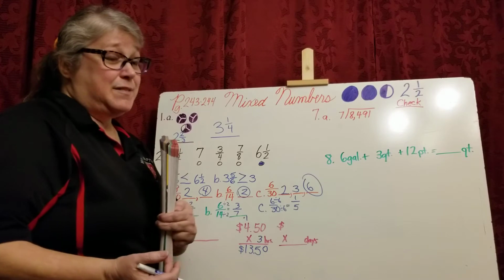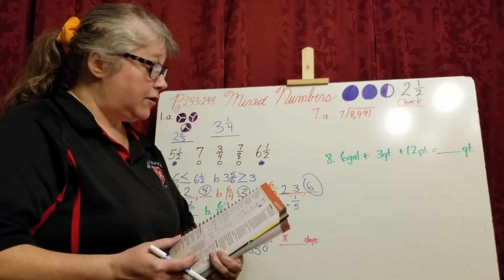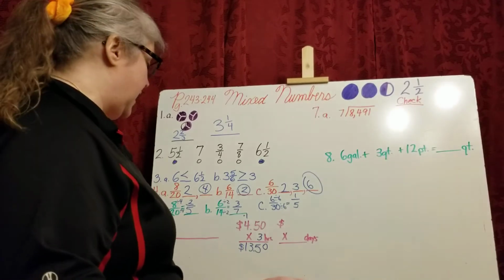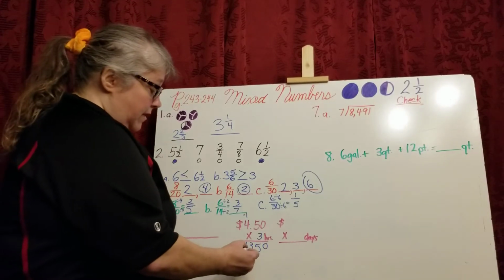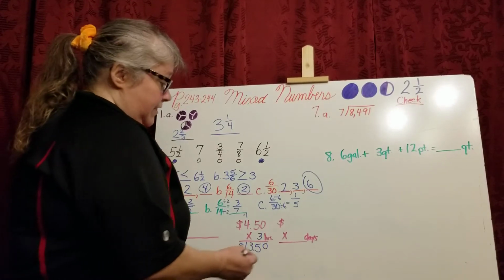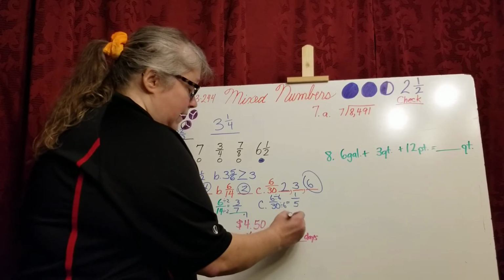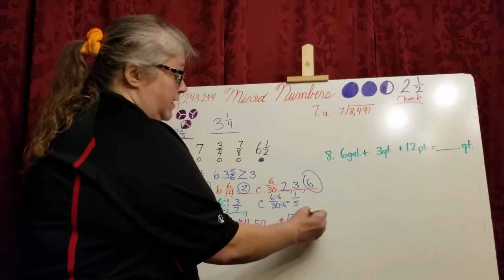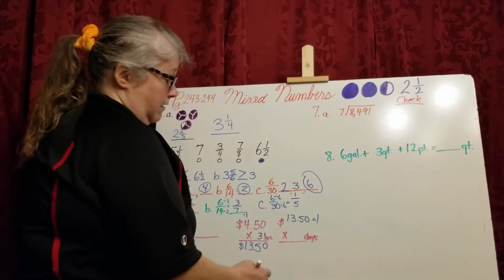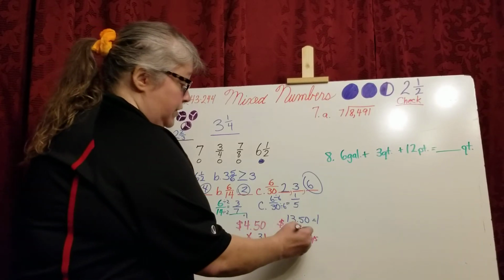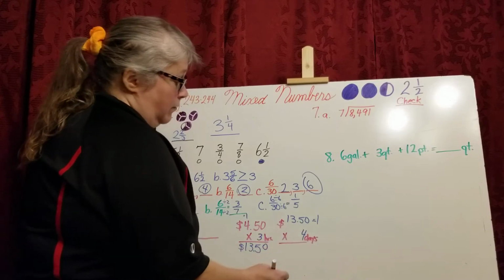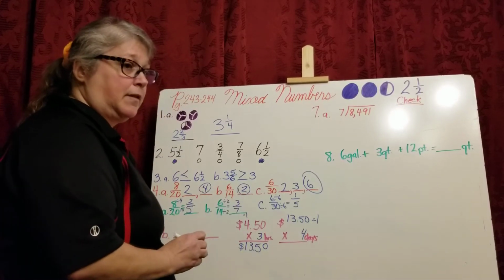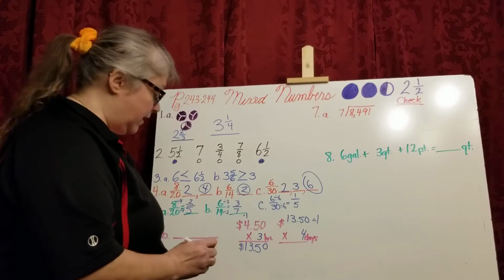The next step says, how many Saturdays did he work? He worked 4 Saturdays. So how much is he going to make for 4 Saturdays? Well, if he makes $13.50 on one Saturday, you're going to write that $13.50. That is how much he makes for one Saturday. So if he works 4 Saturdays, we're going to multiply that. Now, if you would like, pause it, go ahead and work it, and then we'll check it.